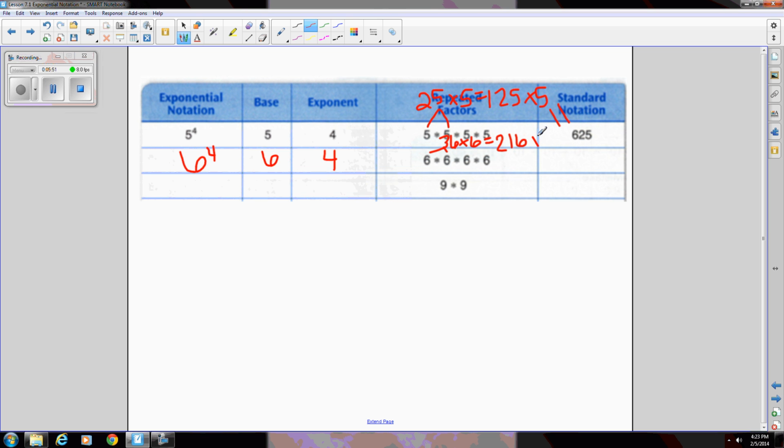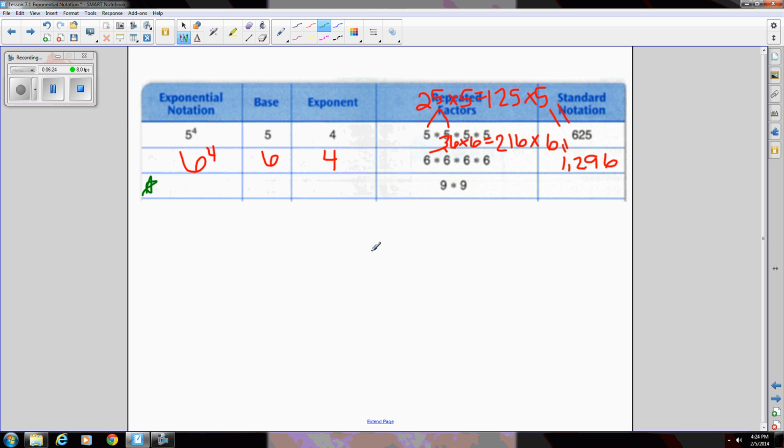Then we need to multiply it one more time to get that last 6 in there. 216 times 6. And that should equal, go ahead and pause me again if you need to solve that. It should equal 1,296. All right, so in other words, 6 to the 4th equals 1,296.